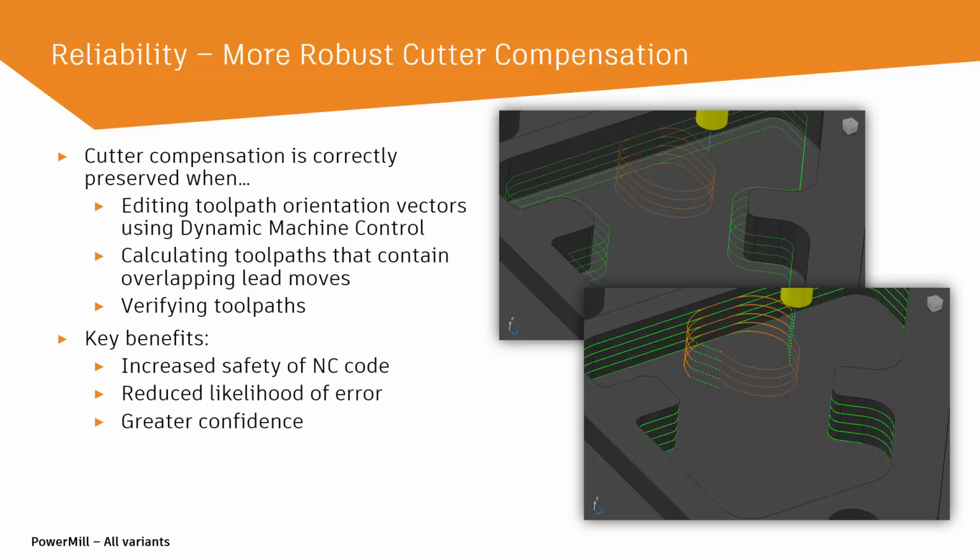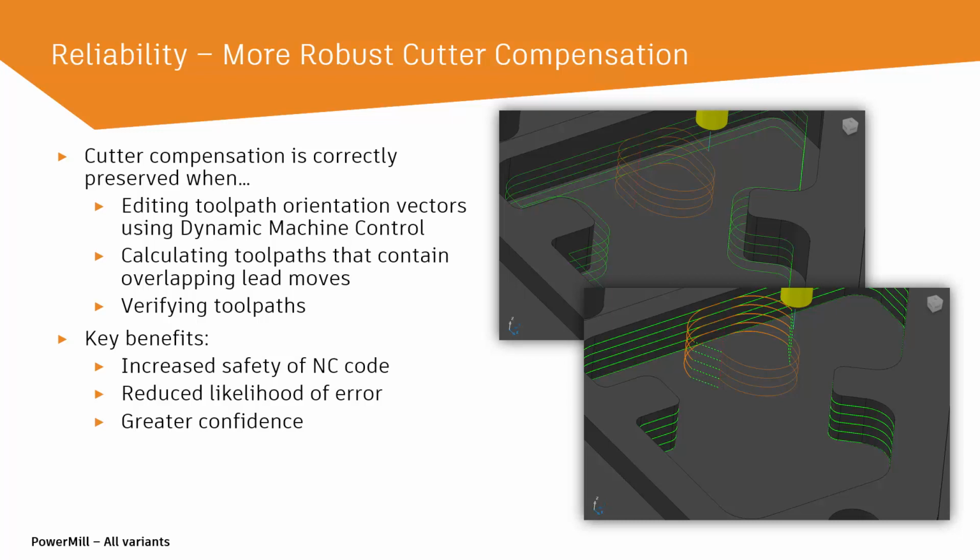One, when editing the toolpath orientation vectors using the DMC, or dynamic machine control, features of Powermill. Previously compensation data would be lost, now it is preserved. The second scenario is where you would be calculating toolpaths that contain overlapping leads and link moves. In these situations, sometimes compensation can be switched off, but not back on again, or vice versa. Now the compensation data is correctly preserved, so it's switched on and off as expected.